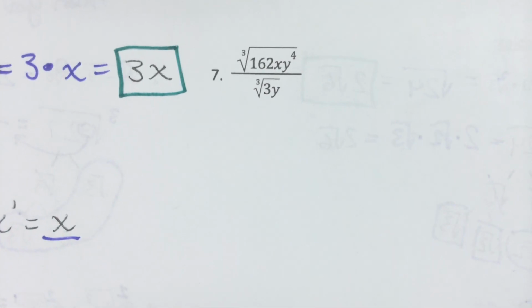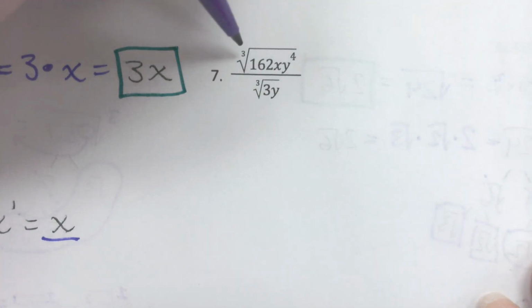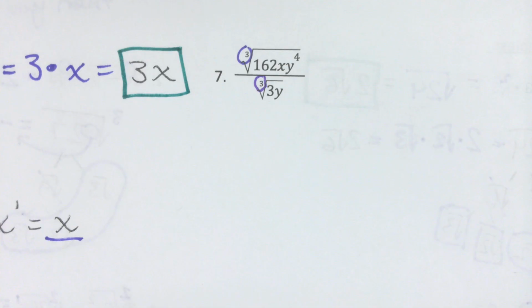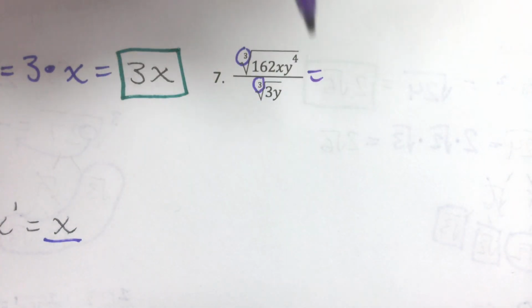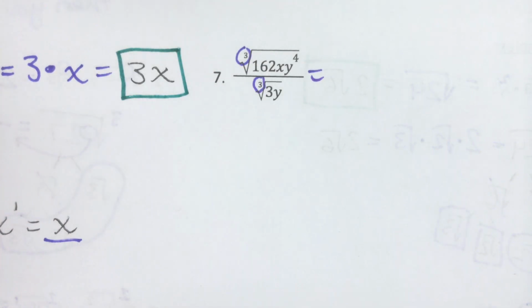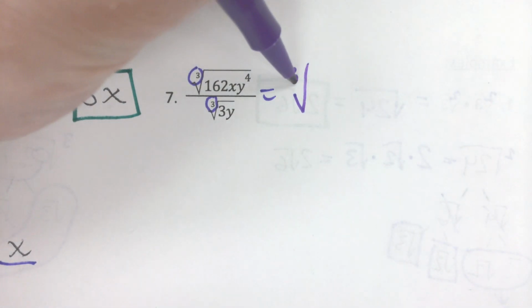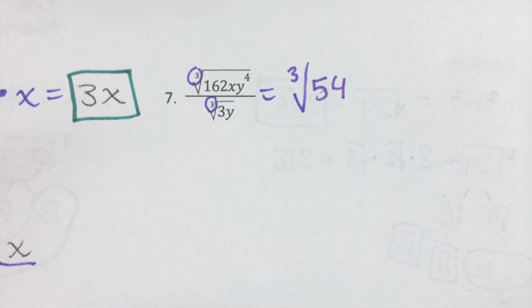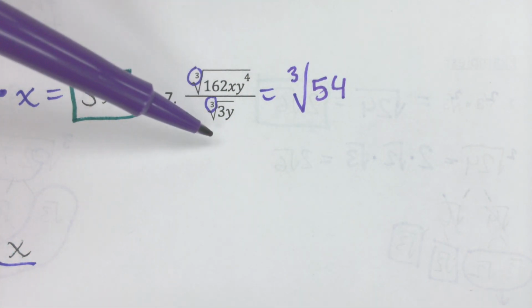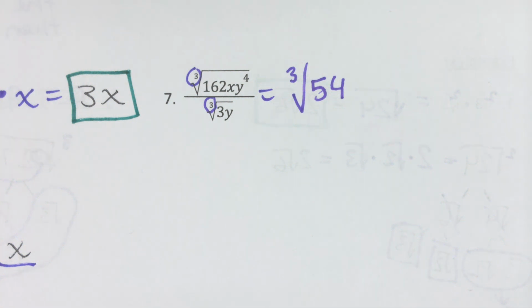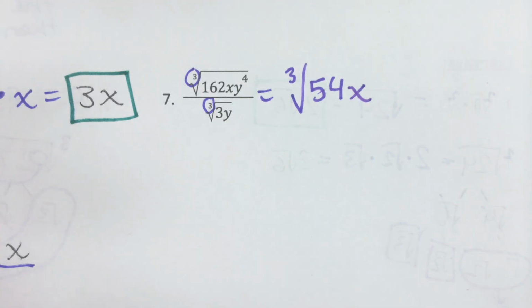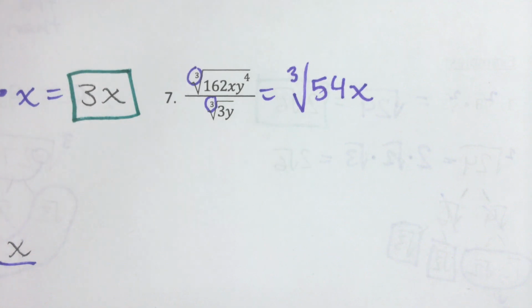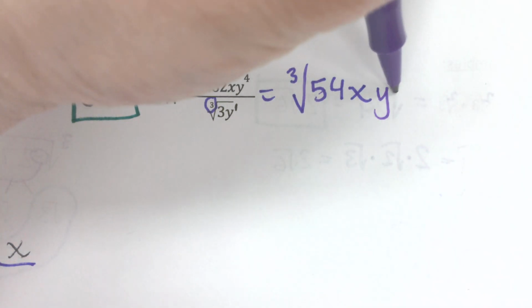Number 7. Now the division, cube roots this time. Both of them are cube roots, so we can proceed with the division. First, let's divide the numbers. 162 divided by 3, that is 54. Cube root of 54. We have an x on top and no x's on bottom. When that happens, don't panic. The x will just carry over into the answer. There's nothing else we can do with it. We have y to the 4th over y. Remember, this is a y to the 1st down here. So we're still going to do 4 minus 1 to get y cubed under the radical.